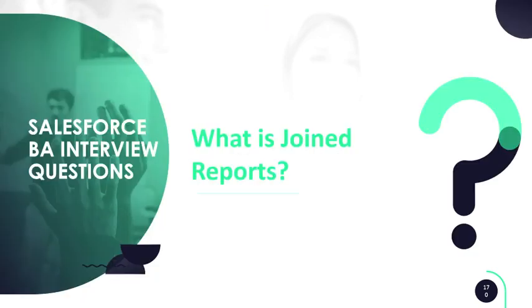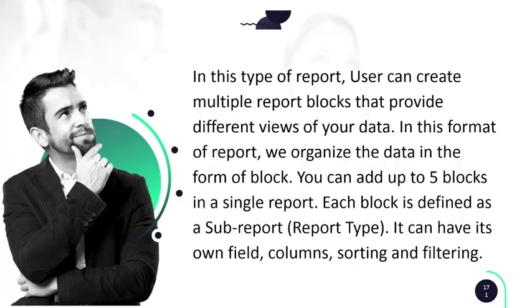Number 27. What is joined reports? In this type of report, users can create multiple report blocks that provide different views of your data. In this format of report, we can organize the data in the form of blocks. You can add up to 5 blocks in a single report. Each block is defined as a subreport, report type. It can have its own fields, columns, sorting, and filtering.